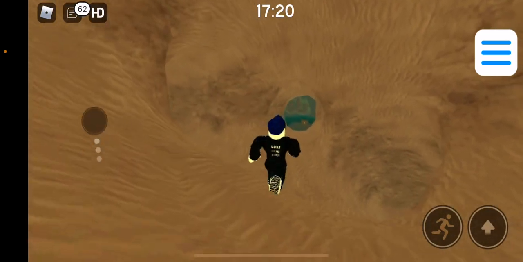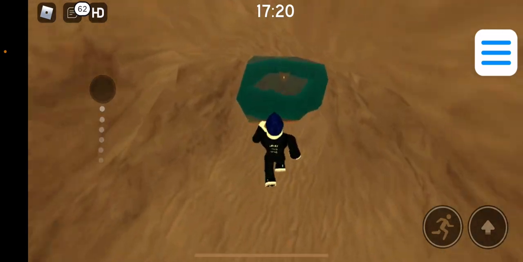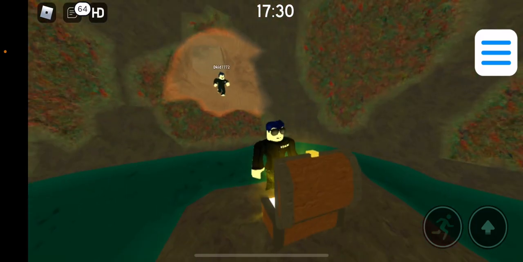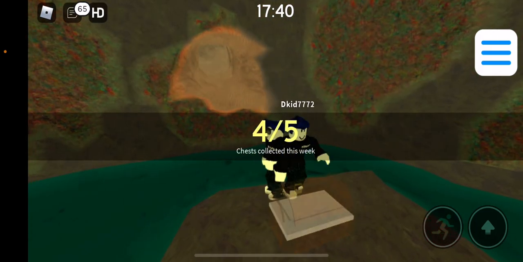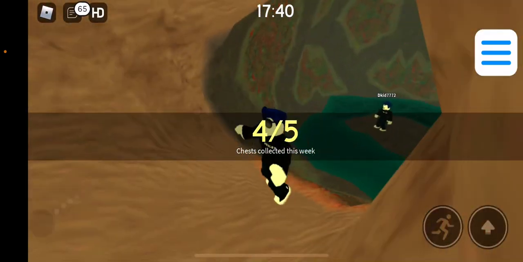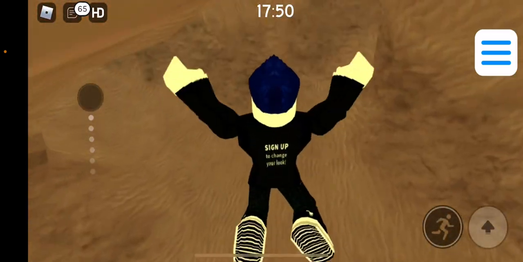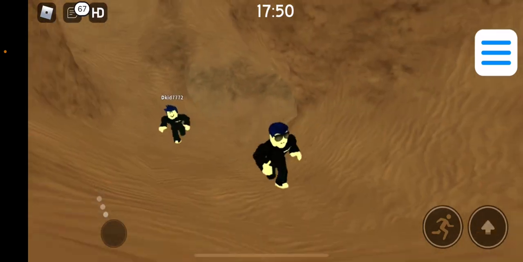Then take this sharp turn, and then there's the eighth chest location. A lot of people know about this chest. Because every time I come down here, there's like about three or four people down here. Every time. And they're all different people. But this time, it was just me and him.